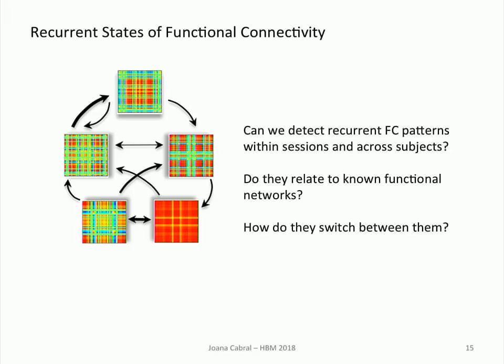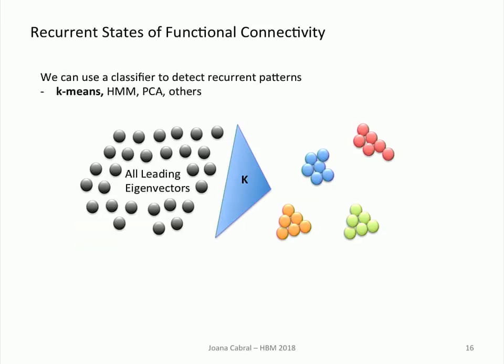Okay, so then we find these recurrences, but what are the patterns that are emerging? Do they make sense? Are they familiar functional networks? And are they similar across subjects? Can we compare them across subjects? So how to compare and detect recurrent states of functional connectivity? We need to use a classifier.